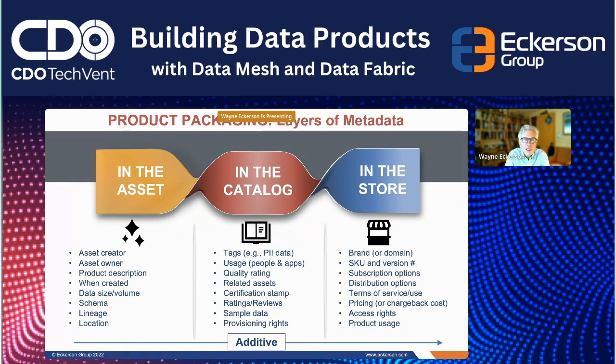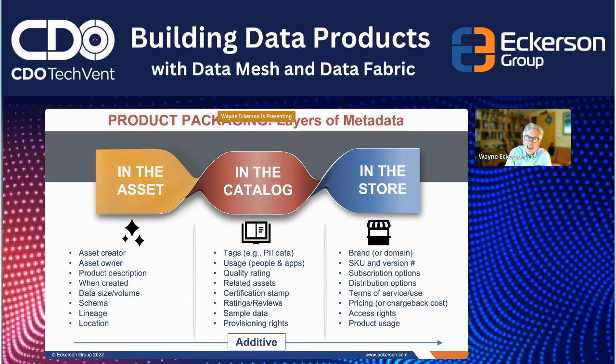So when a developer creates an asset, they are automatically going to create metadata. Who created it? Who owns it? What is it? When was it created? How big is it? What's the schema? You know, where did it come from and where is it stored? Okay, that's just by default almost.